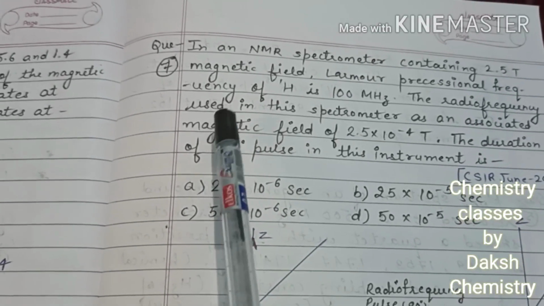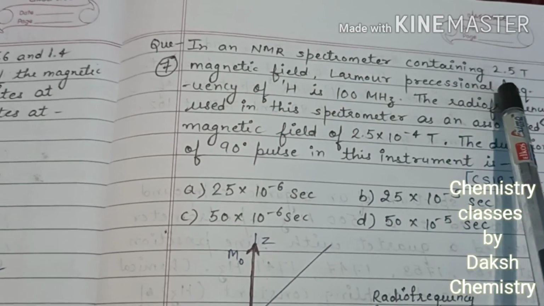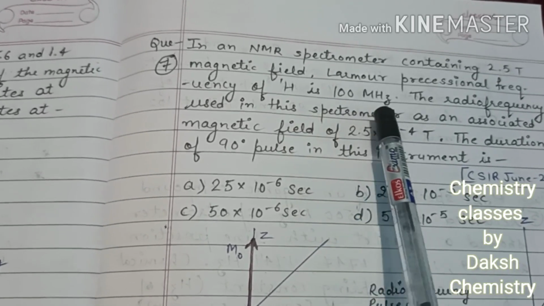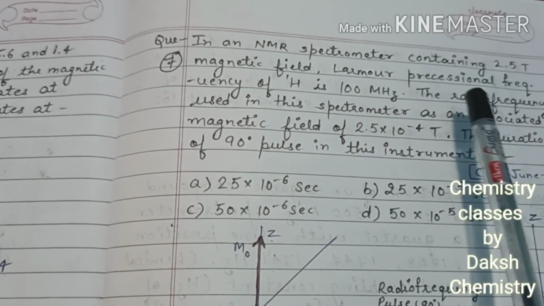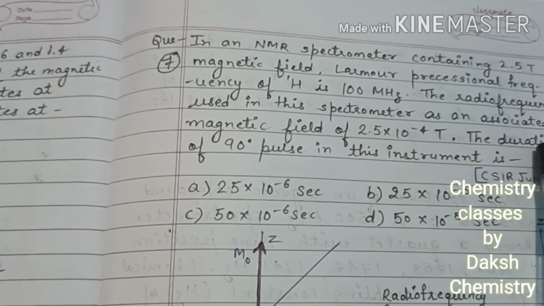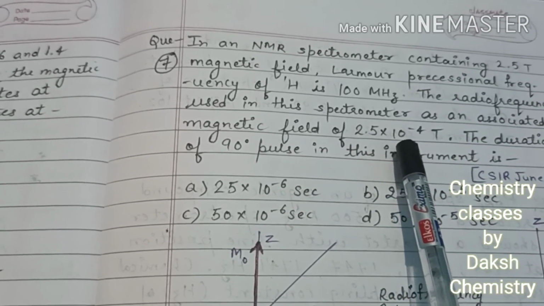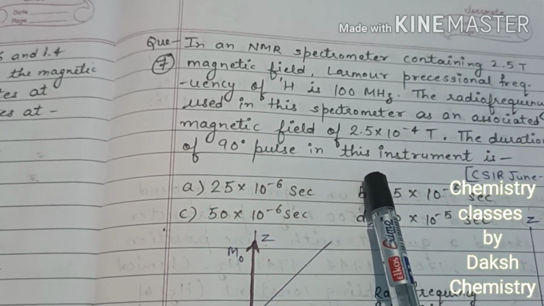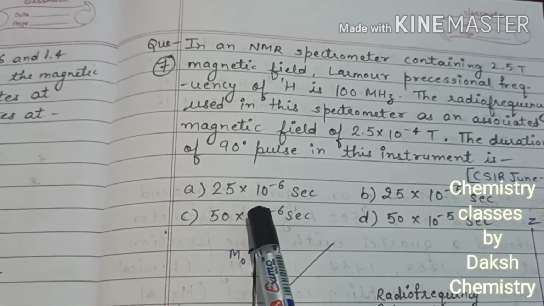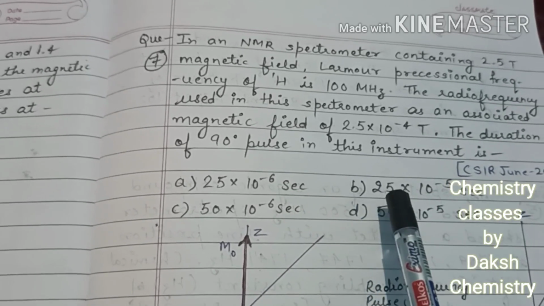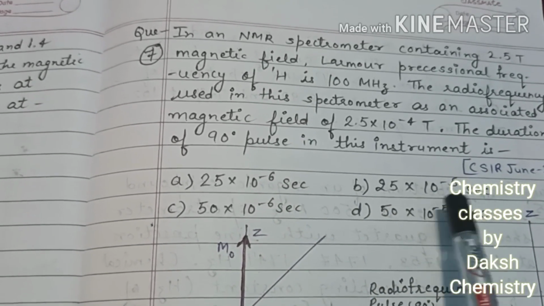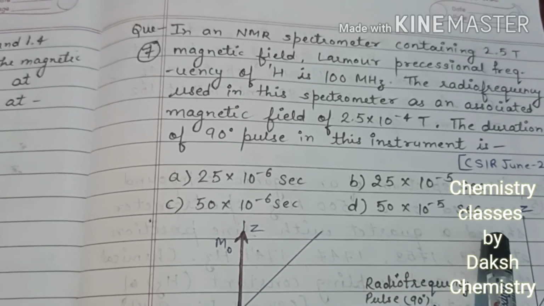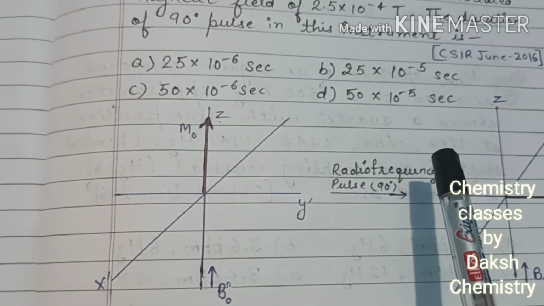Next question: in an NMR spectrometer containing a 2.5 Tesla magnetic field, the Larmor precessional frequency of H1 is 100 MHz. The radio frequency used in this spectrometer has an associated magnetic field of 2.5 times 10 to the power minus 4 Tesla. The duration of the 90-degree pulse in this instrument is: 25 times 10 to the power minus 6 second, 25 times 10 to the power minus 5 second, 50 times 10 to the power minus 6 second, or 50 times 10 to the power minus 5 second. It is a somewhat tricky question.